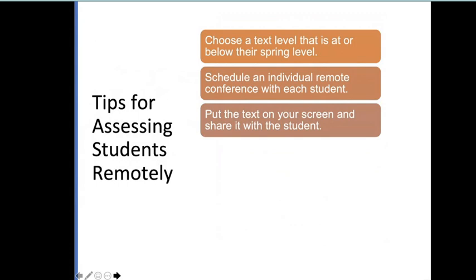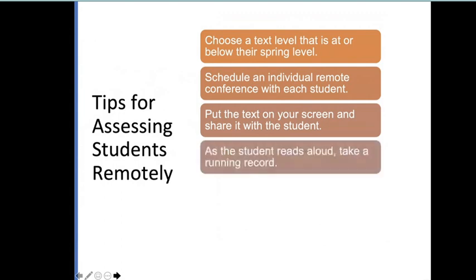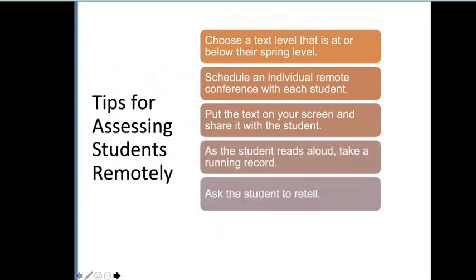Now, honestly, you can use any book in your book room. It doesn't even have to be an assessment text in order to determine your student's strengths and needs. As the student reads aloud, that's where you take the running record. And then afterwards, just ask for it. Say, tell me what you read, and prompt them. Can you tell me a little bit more about that? Because some children are shy and they might not share what they already know.